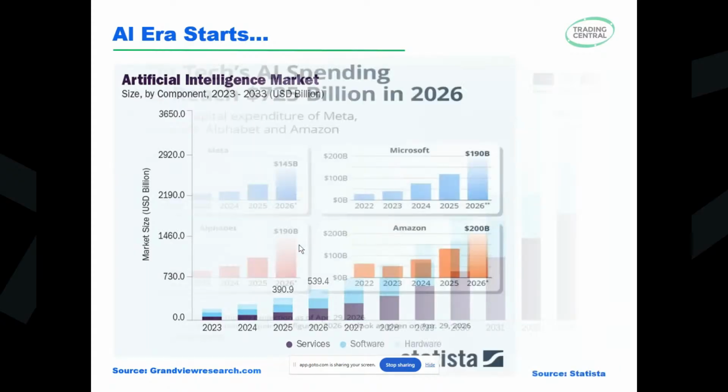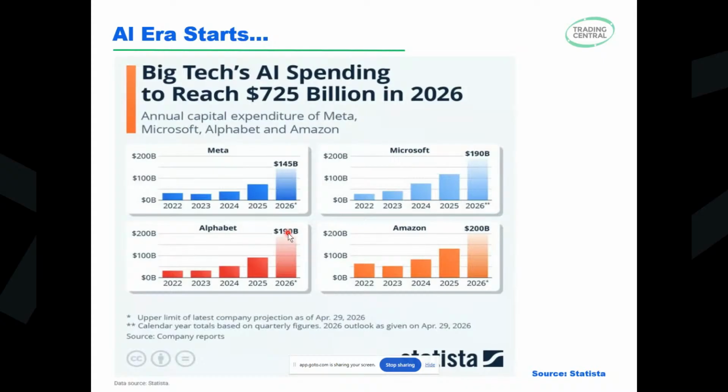Okay, next, I want to show you this. Big tech, Meta, Microsoft, Alphabet, which we just mentioned, and Amazon, have announced that they will spend, in combination, 725 billion in 2026. Just this year, they are going to spend this amount. 725 billion US dollars.